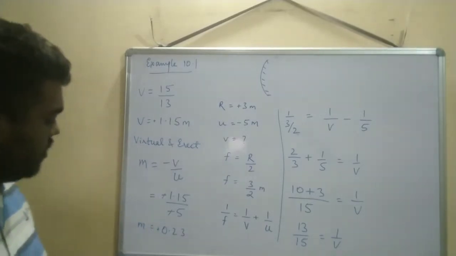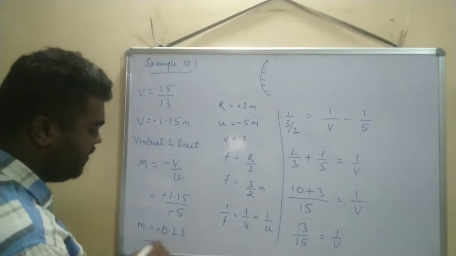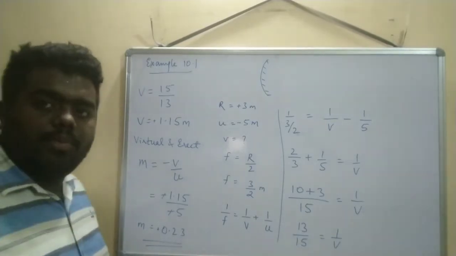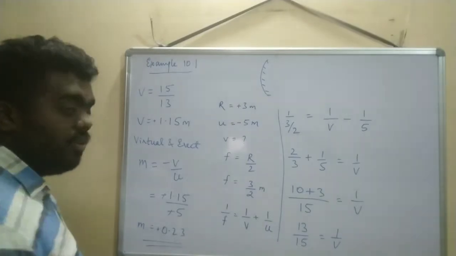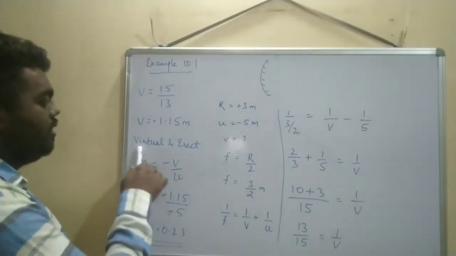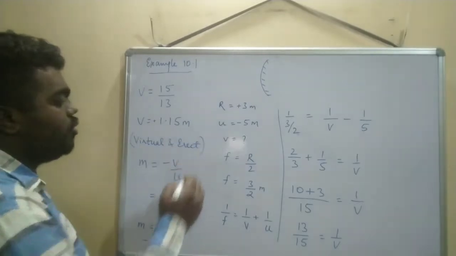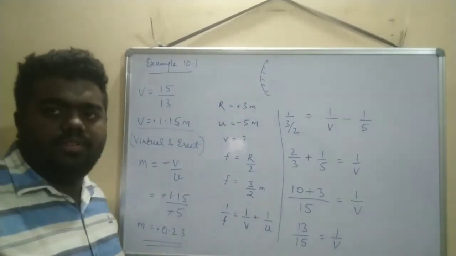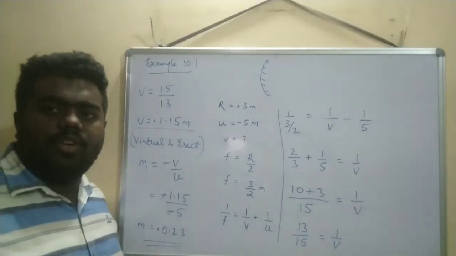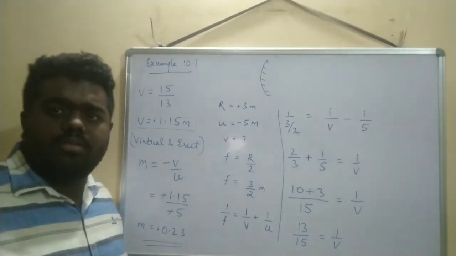Okay, so this is the magnification. It means the size of the image will be known from this. And the nature is virtual and erect, and the position of the image is 1.15. Fine. If you have any doubt, you can write in the comment box.